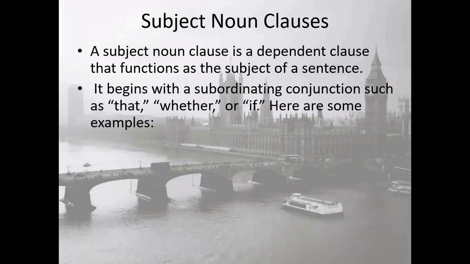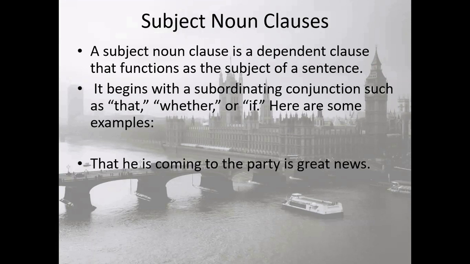This is the easiest version. It begins with a subordinating conjunction such as that, whether, or if. Here are some examples. That he is coming to the party is great news. That is basically the subordinating conjunction. So that he is coming to the party, this whole part is playing the role of the subject. So this whole part is a noun clause.